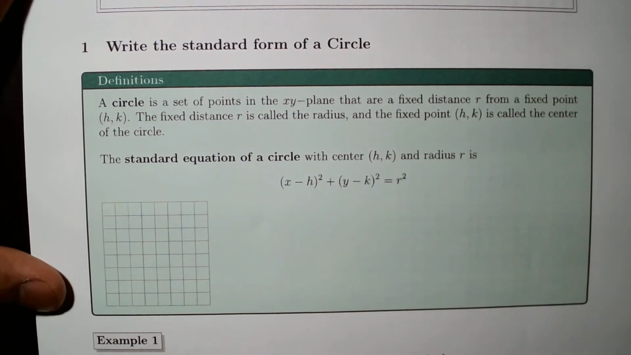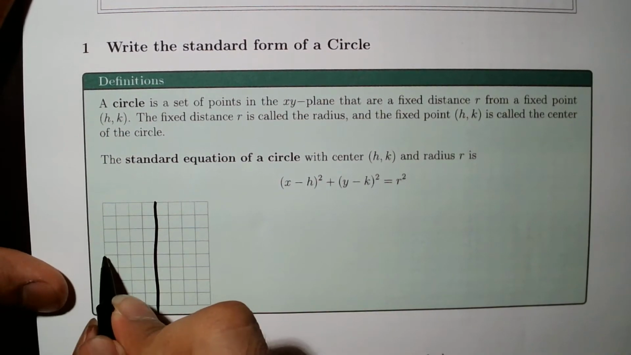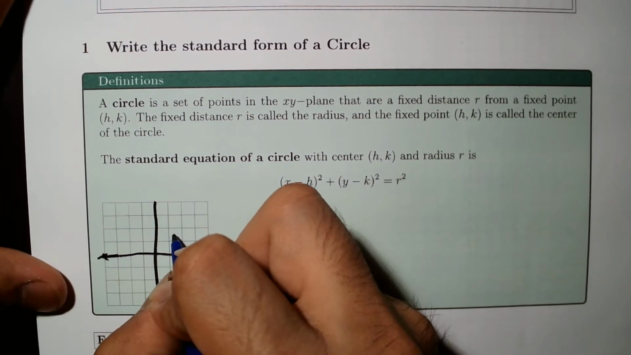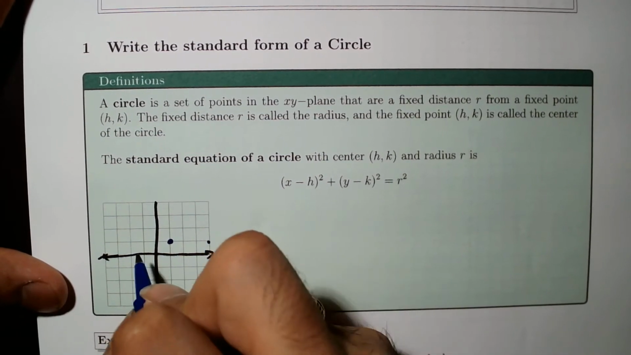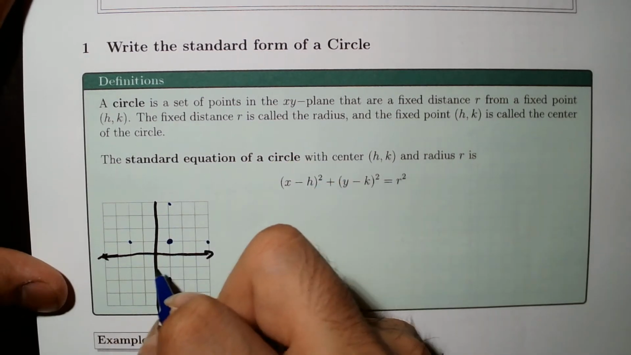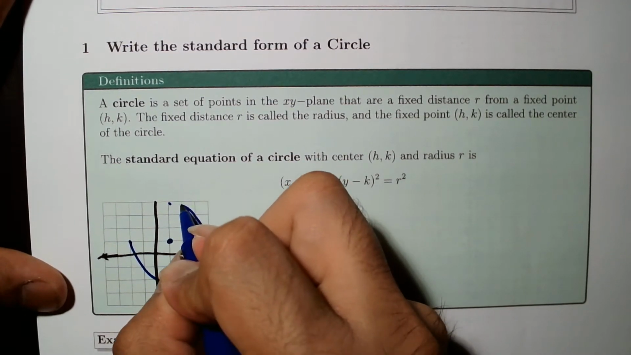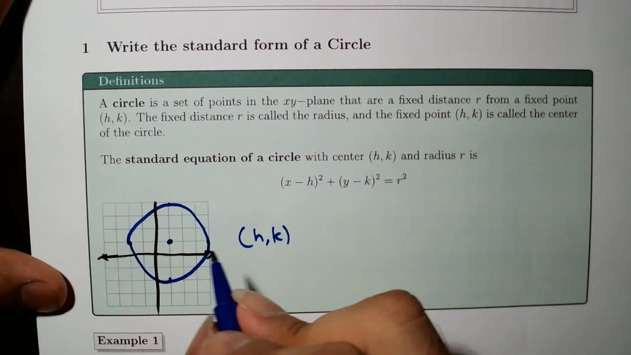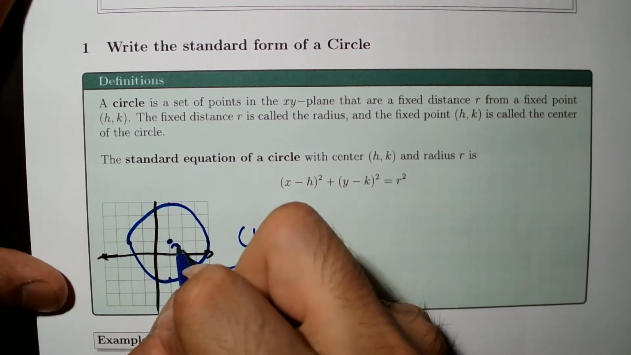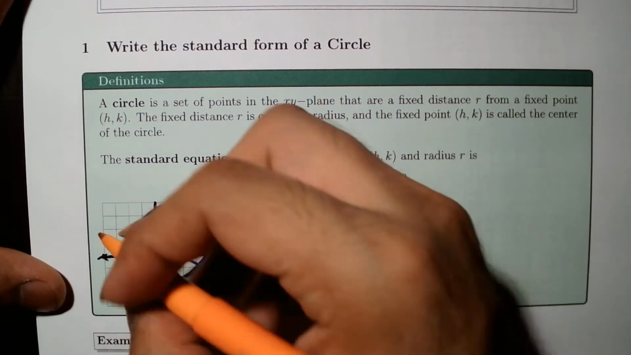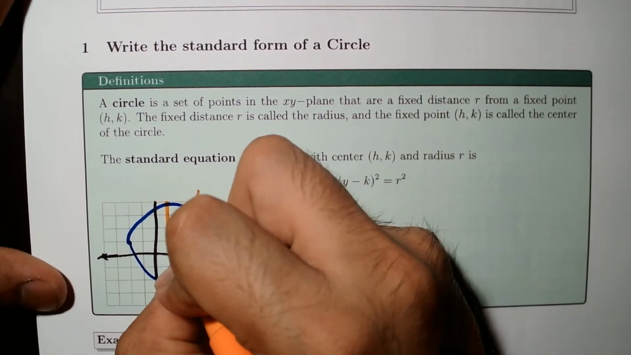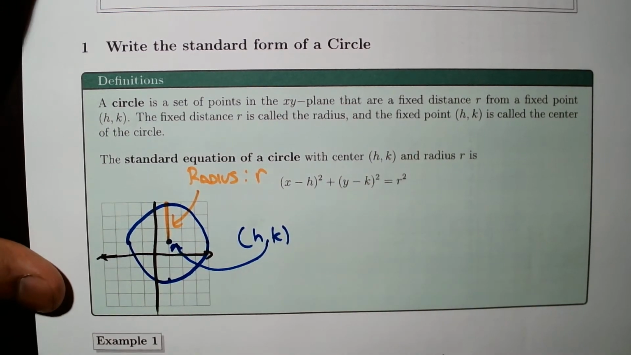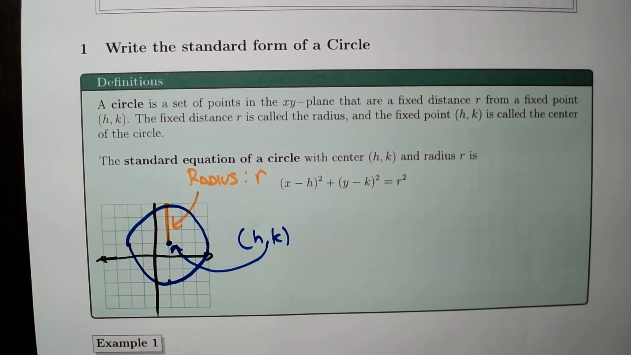So let me just draw a quick drawing here, just so you can see. I'm going to take any point, I don't know, this point and that point. I'm going to draw a circle, and this point, which is the center denoted (h, k), is the one called the center, and the distance from the center to any of the points is the radius of the circle, denoted r. It's lowercase r.